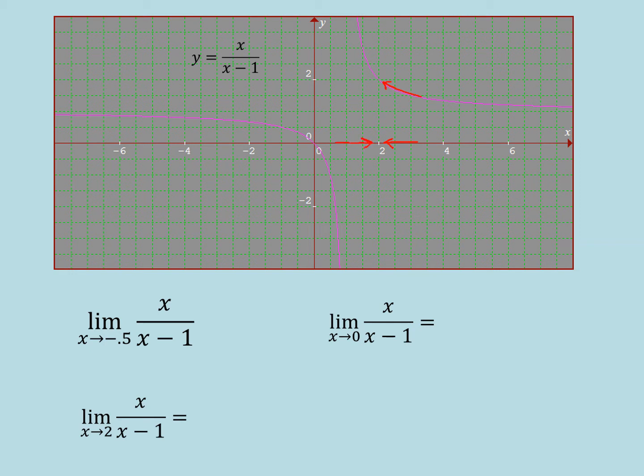The limit of x over x minus 1 as x approaches 2. So let's approach 2 from the right side of 2 and look at what's happening with the y values. Here our y values are approaching here. And from the left side of 2, as our x values approach 2 from the left, what's happening with the y values? They're coming down here like this. So it appears that our y value is approaching 2.